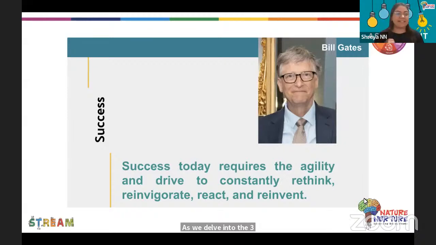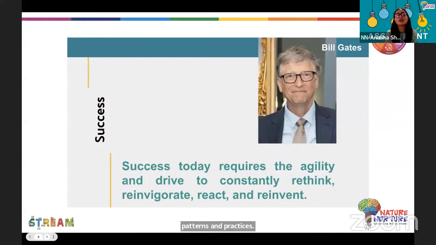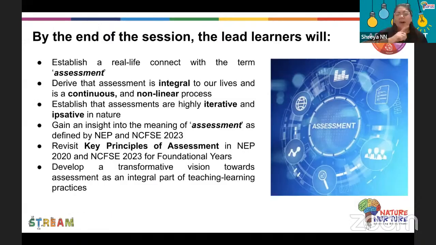Patterns and practices. Exactly. Together, we'll transform this assessment into a catalyst for positive change and propel our practices to even greater heights. Right. So now, without further ado, it's finally time to take off.